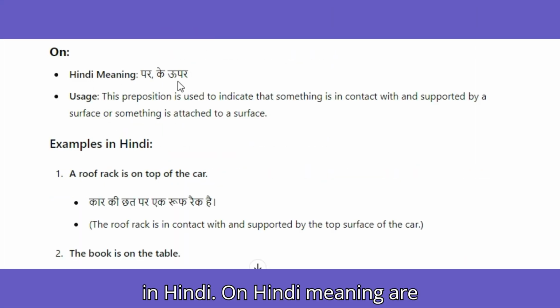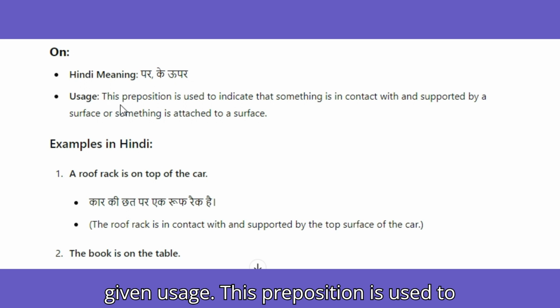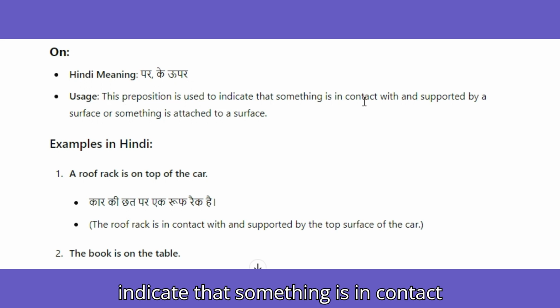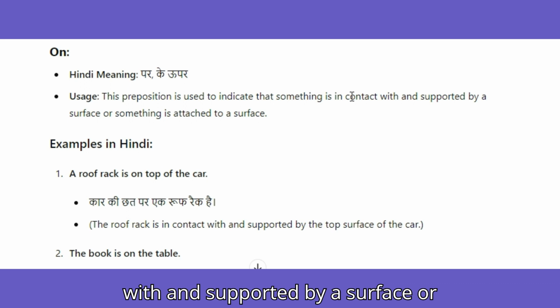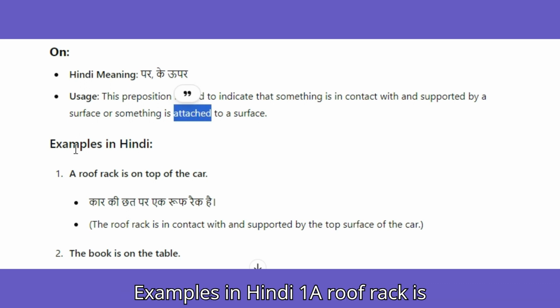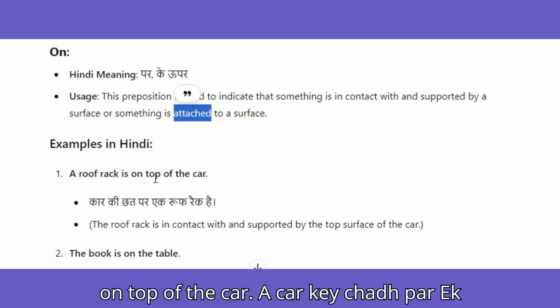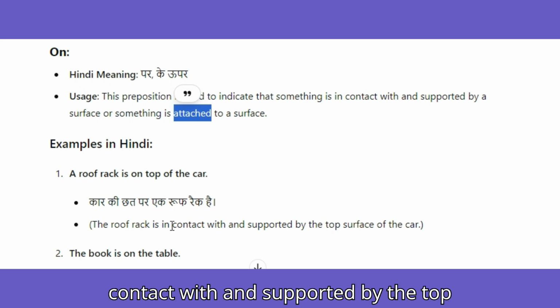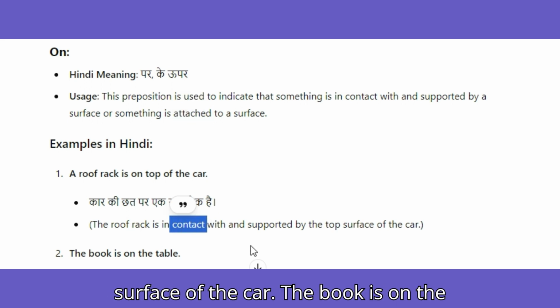On, Hindi meaning par, ke upar. Usage: this preposition is used to indicate that something is in contact with and supported by a surface, or something is attached to a surface. Examples in Hindi. 1. A roof rack is on top of the car. Car ki chat par ek roof rack hai. The roof rack is in contact with and supported by the top surface of the car.